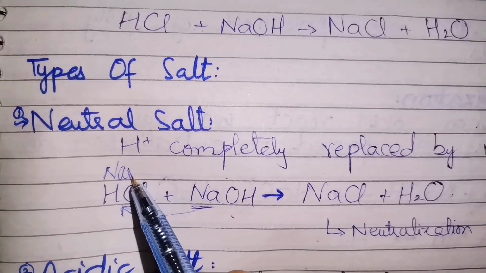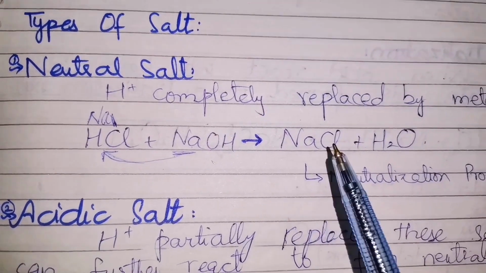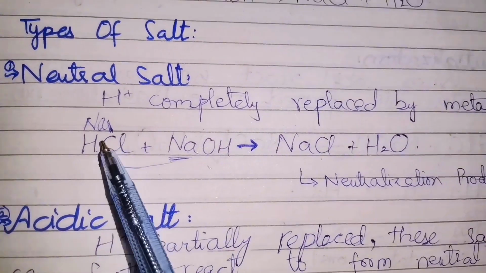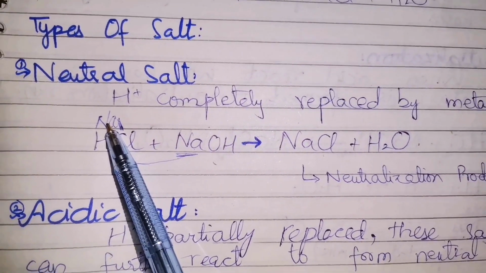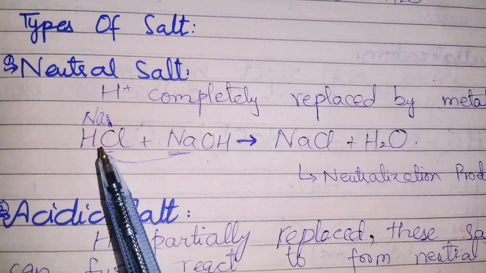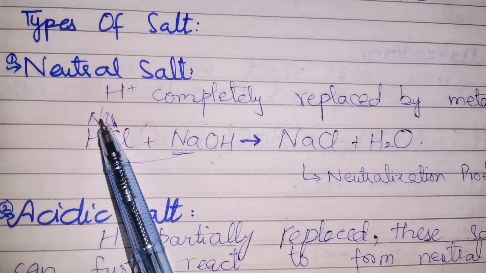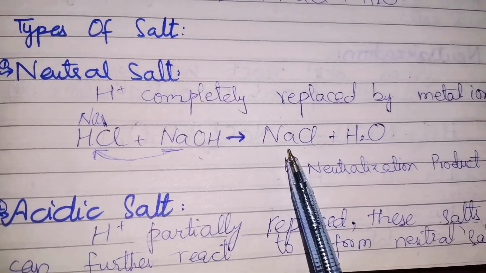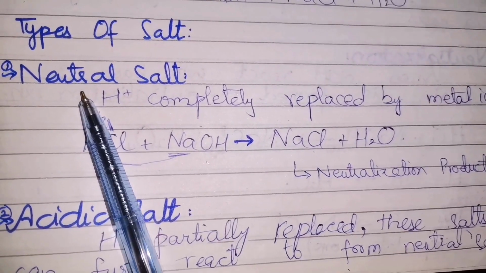and Cl. They both will make a bond together. So NaCl will be formed as a result of hydrogen ion being replaced by the metal, right? So NaCl is formed by the replacement of hydrogen ion by the sodium metal. So the salt that is formed as a result of such kind of reaction is known as neutral salt.